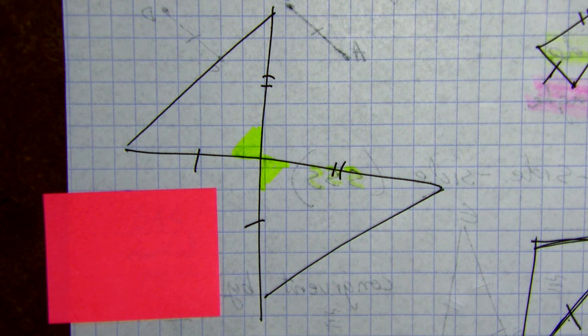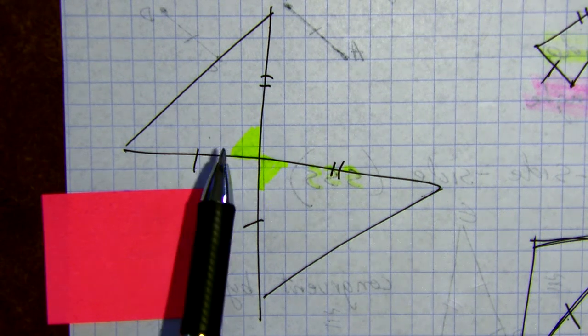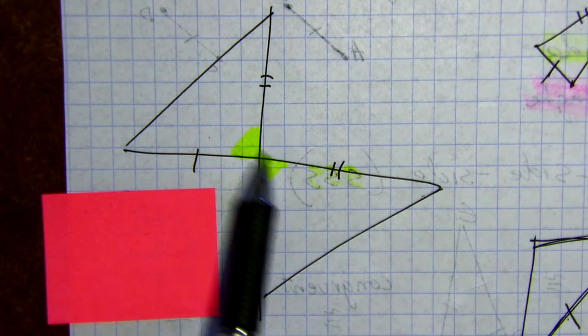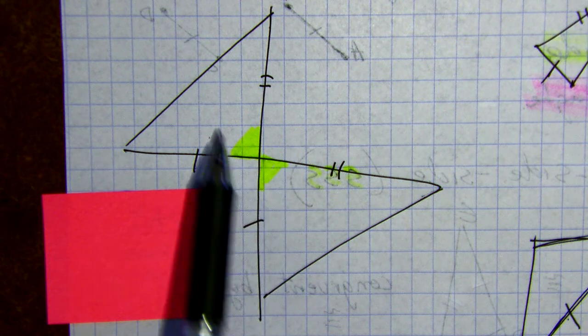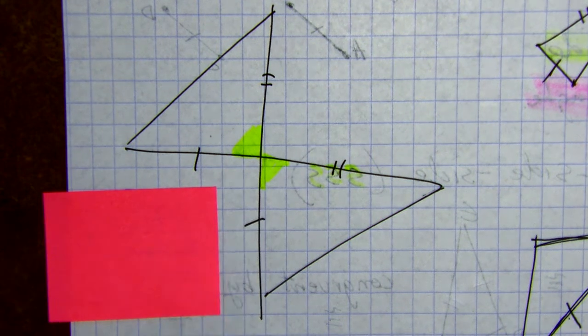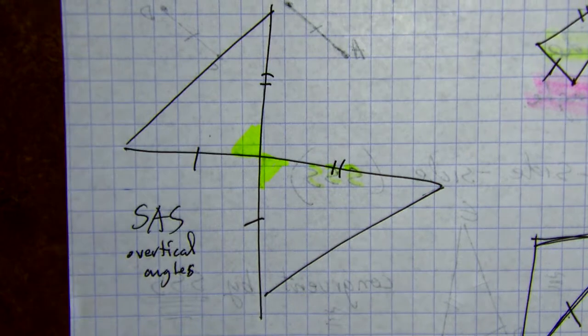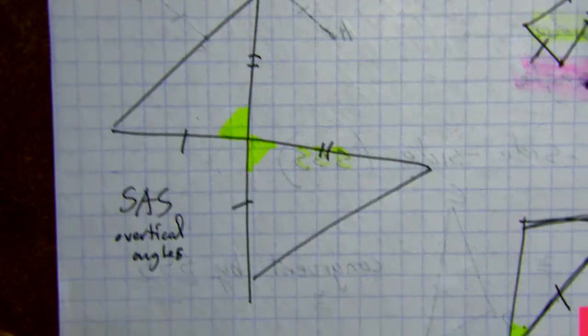Nice, Fatih, Kim, Ava, Hector, Marco, Jatavia, perfect. We're good in here too. What do we have? Side, angle, side. These two angles, what do we call those again? Vertical angles. They're across from each other. Perfect. Side, angle, side, with vertical angles. Good. All right, how about this one?